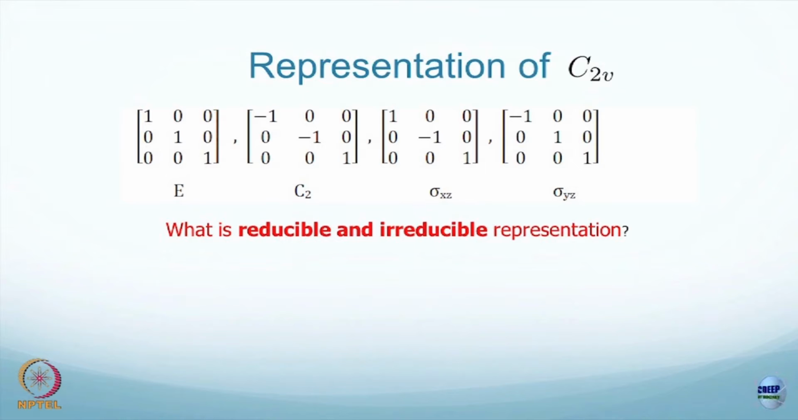The mirror in the yz plane will change the x component alone, but not the y and z components. Is this clear, how I have written a matrix representation for the C2V group? These matrices, when you multiply them, will satisfy the same multiplication table. With matrix multiplication, the multiplication table of C2V will be satisfied by these 3 by 3 matrices. Clear?